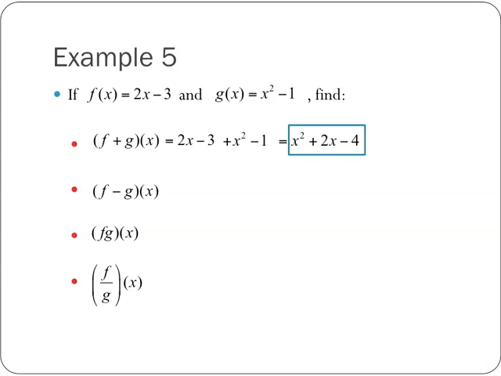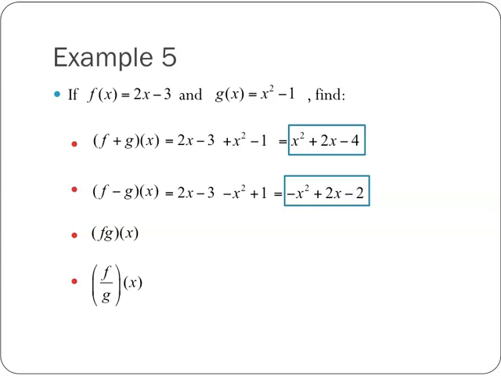Next we have subtraction. So in this case, just make sure that you are subtracting everything in the second function. So 2x minus 3 is f of x, and then we want to subtract all of g of x. So this is going to be minus (x squared plus 1). And then we can combine like terms, so we have negative x squared plus 2x minus 2.